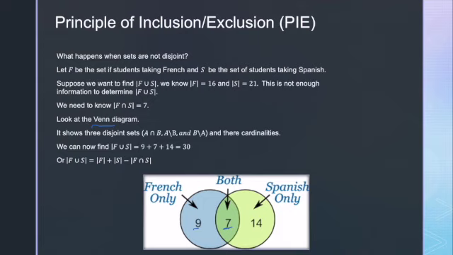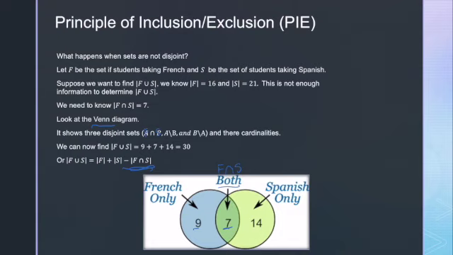Here it shows 3 disjoint sets and their cardinalities. It shows F intersect S in the middle. It shows F minus the middle, and it shows Spanish minus the middle, what's in both. So now we have F union S equals 9 plus 7 plus 14, which is 30.